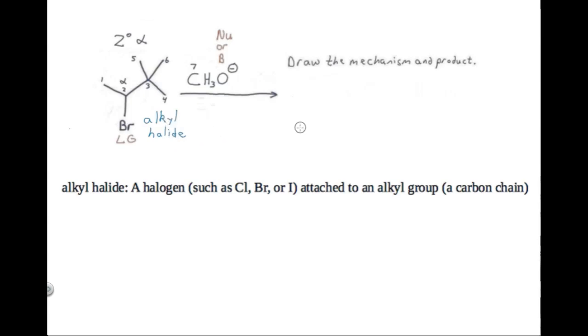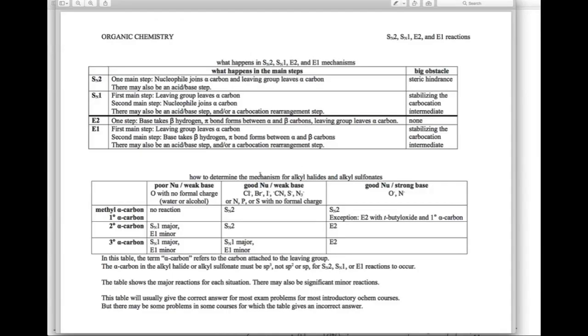Now, our next step is to determine the mechanism for these starting materials. How do we do that? Well, the best way to determine the mechanism for an alkyl halide is to use a table. Here is a handout that contains a table for choosing the mechanism for alkyl halides.